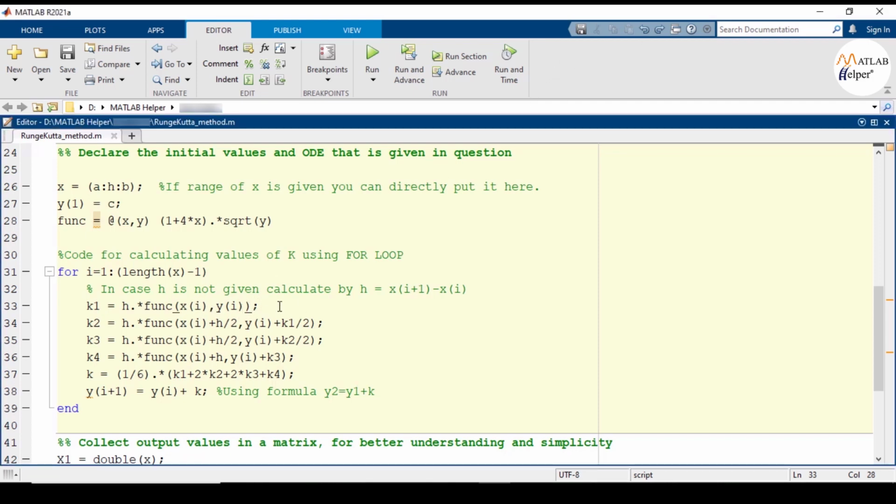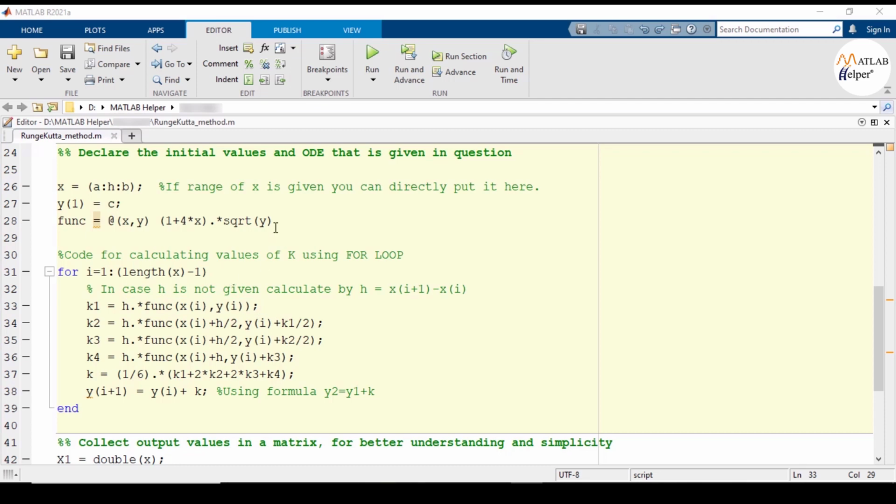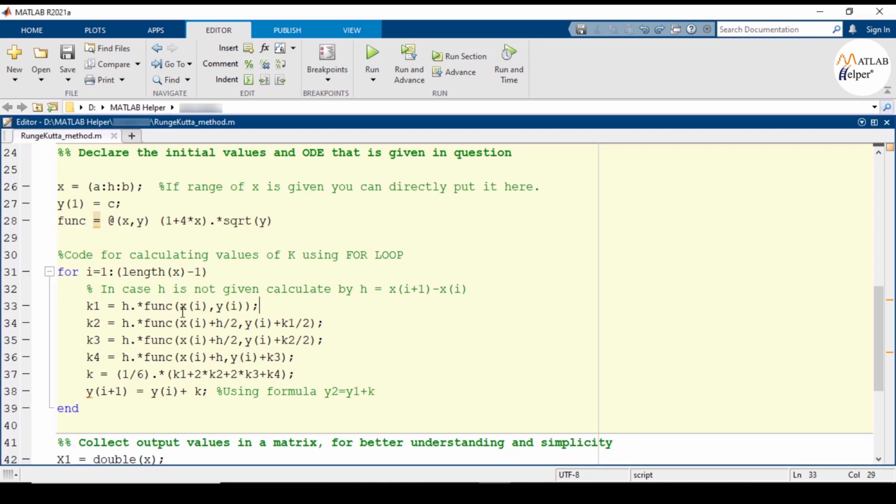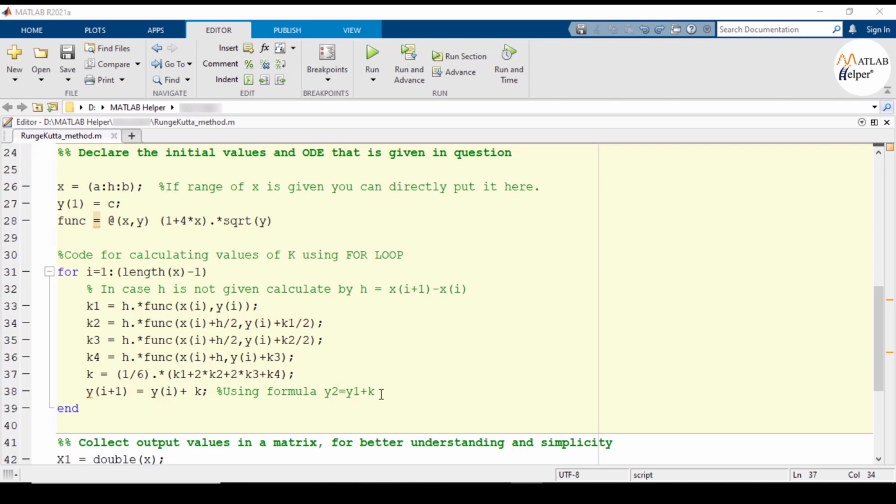Therefore in the first loop, the values of x1 and y1 become 0 and 1, as given in the question. Then by putting these values in this equation of k1 and multiplying it by the h value, we get the k1 value as 0.5 for the first iteration. When all the values of k1 to k4 and k are achieved for the first iteration using the formulas, then by using the last formula, y2 is equal to y1 plus k, we can find the value of y2 by using x1 and y1.